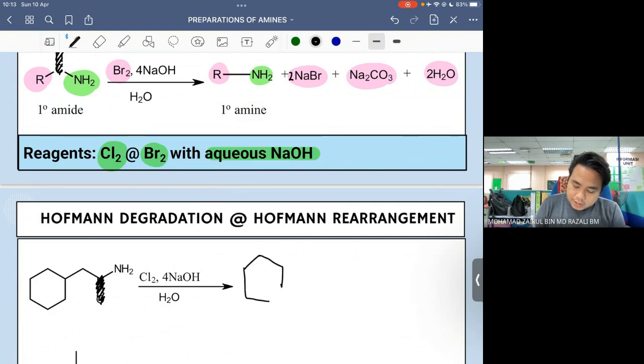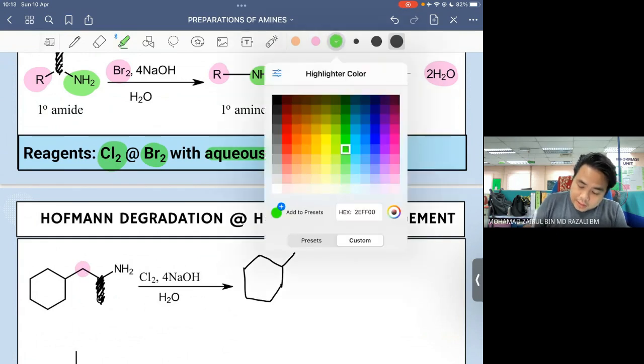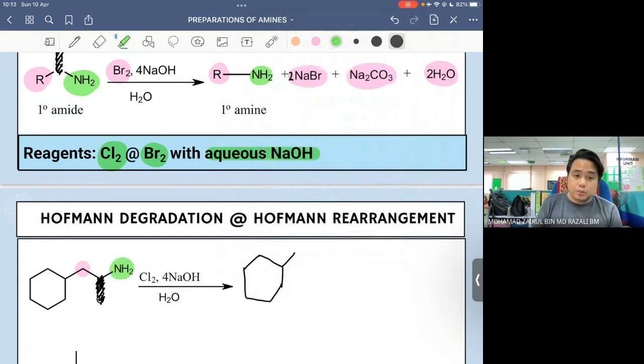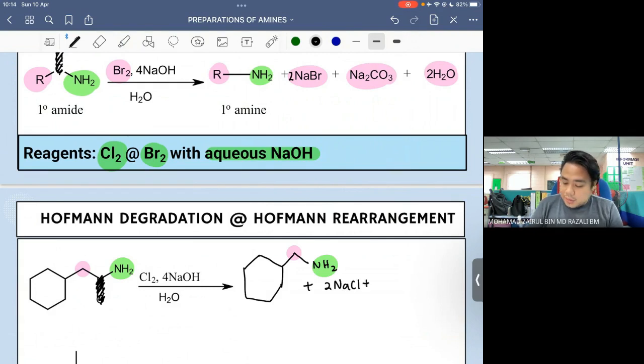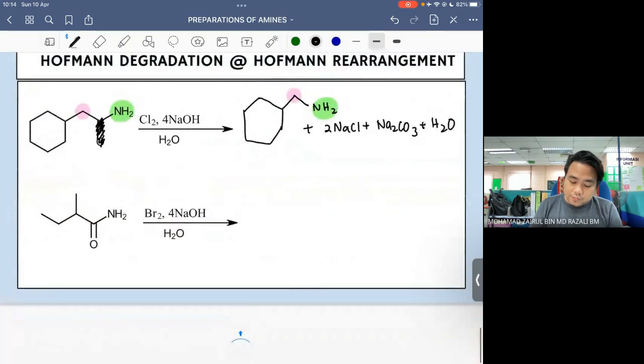So cyclohexane, okay, CH2. Since we have cut down one carbon, what you need to do is combine the R group with the NH2. So this is the R group that I labelled pink earlier. Okay, and then we label the NH2. So this is an NH2. If you look, we have cut down one carbon. So since we use Cl, our side product is sodium chloride plus sodium carbonate plus water molecule. Okay, same goes with this example.